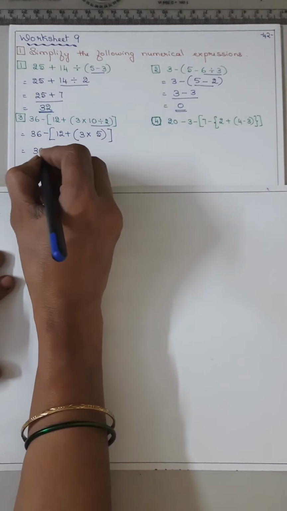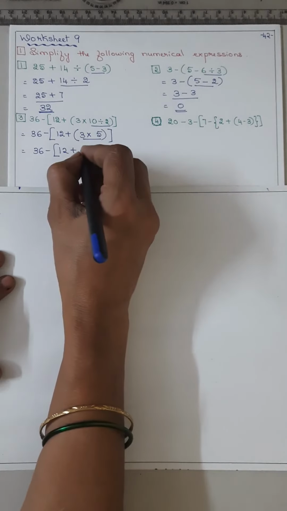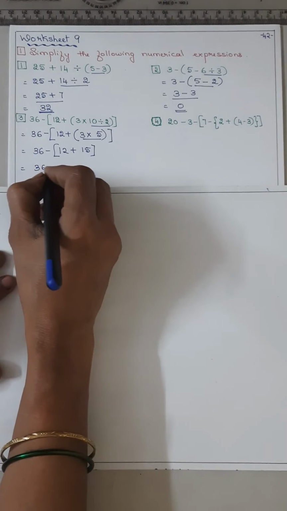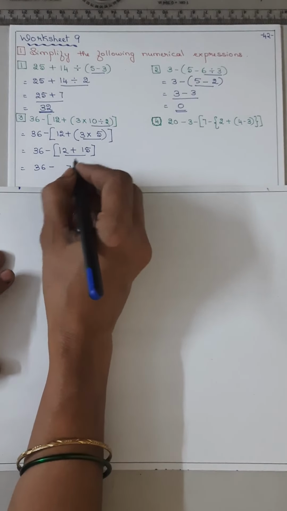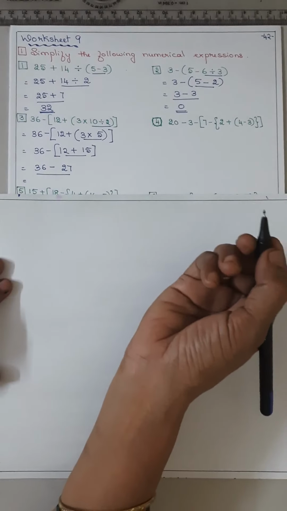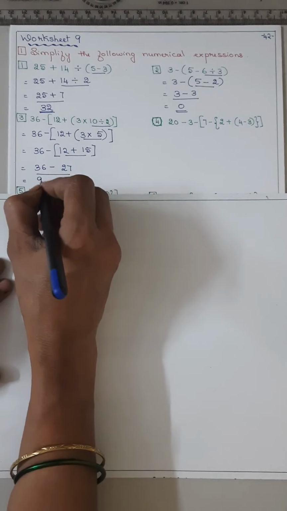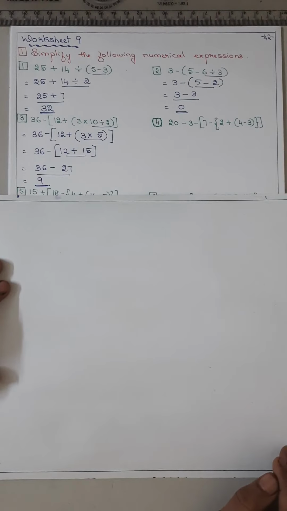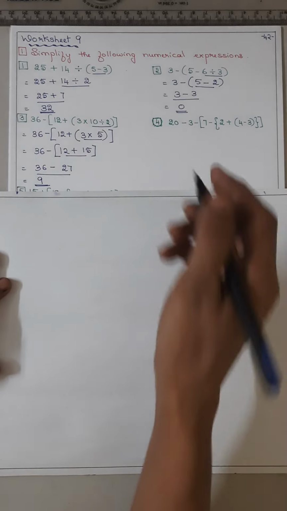Now 36 minus 12 plus 3 5s are, it is 15. Now 36 minus, add 5 plus 2, 7, 1 plus 1, 2, now subtraction. 16 minus 7 is 9, 2 minus 2 is 0. Hope everyone is understanding. Stepwise you have to do the sums.